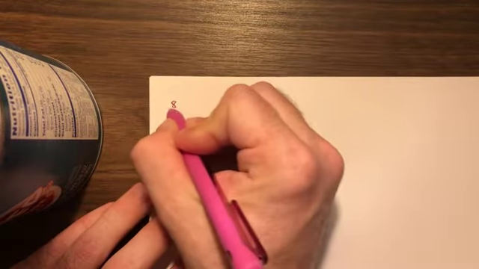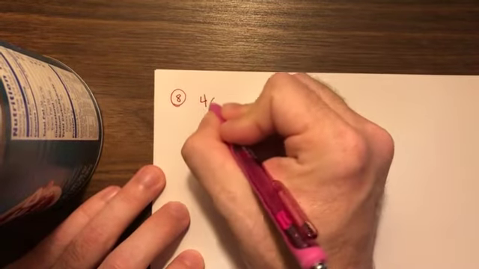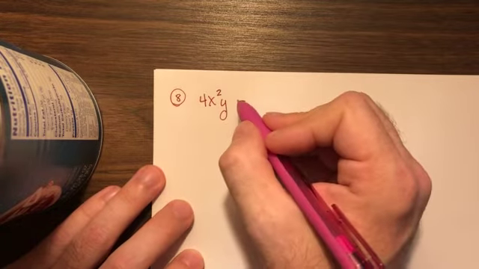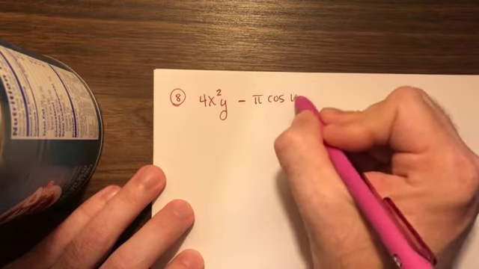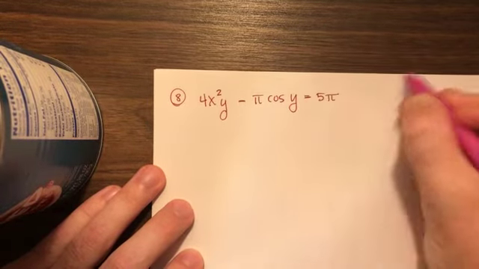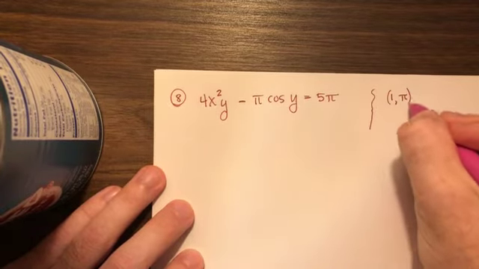Number 8 is another one of those, but it's got trig in it, of course, and it's the last one. So we got 4x squared y minus pi cosine of y, and that's equal to 5 pi. And the point they give us is 1 comma pi.